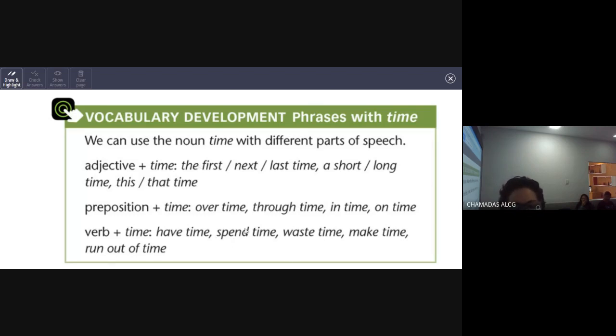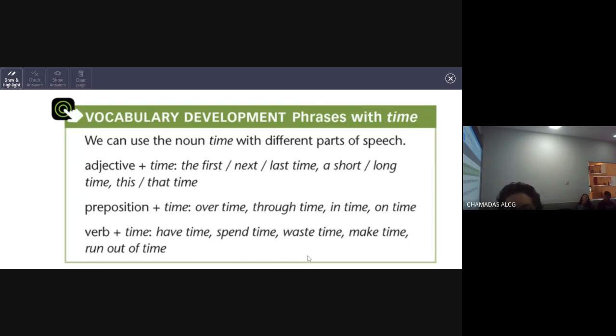Spend time. We spend time with our friends or with our family on the weekend. This is time that we spend voluntarily. We want to spend time doing something. So some people spend time studying. Some people spend time watching TV.